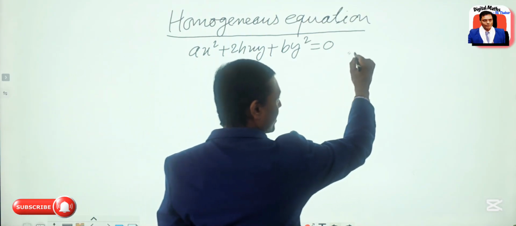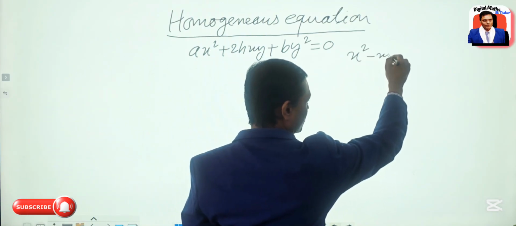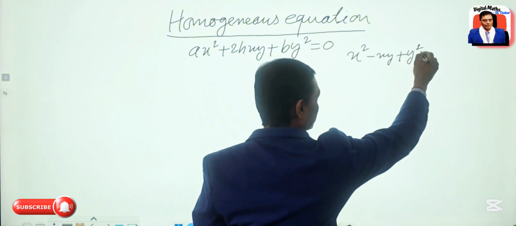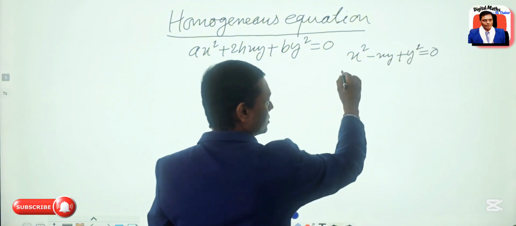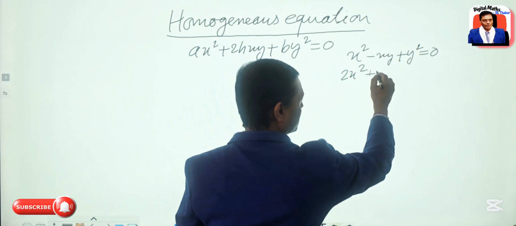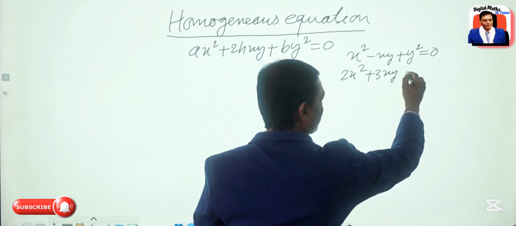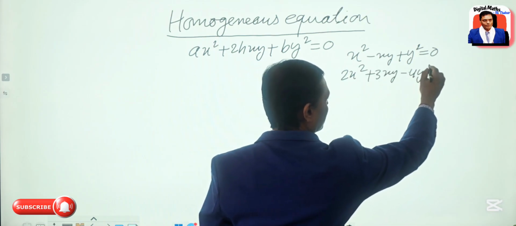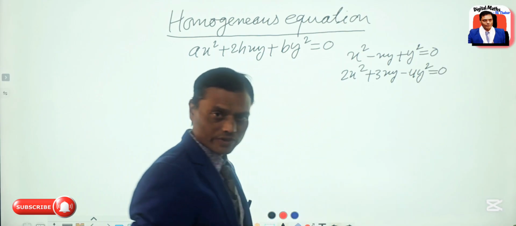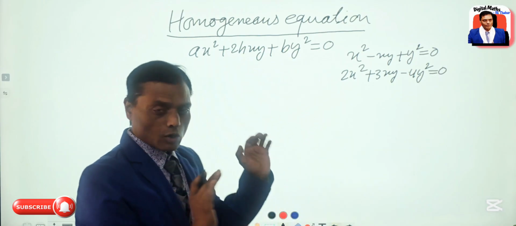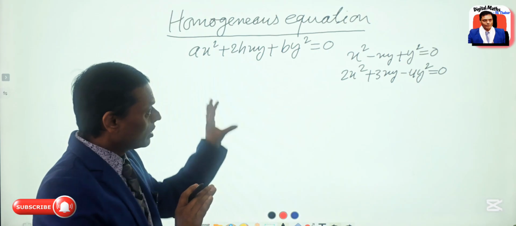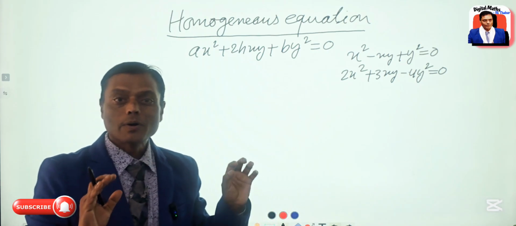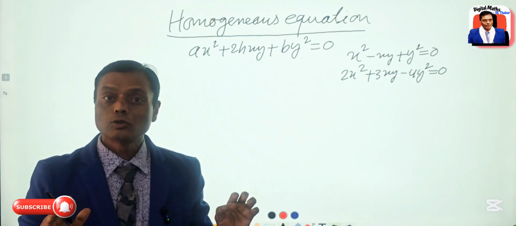For example, we write here x squared minus xy plus y squared equals 0. It's also a homogeneous equation. 2x squared plus 3xy minus 4y squared equals 0. It is also a homogeneous equation. So such type of equation represents a pair of straight lines passing through origin.